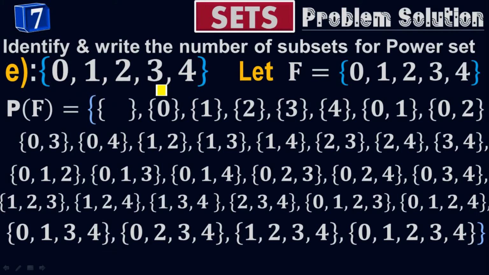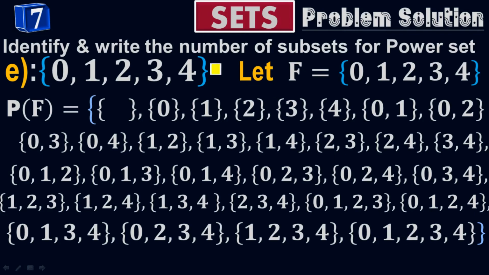Now skip 1 and take 0, 2, 3. Let's suppose 0, 2, 3 is a single element. So I'm going to take it with the 4. I will have 0, 2, 3, 4. Now start with the 1. So I will have 1, 2, 3, 4. And that's all with the 4 elements.